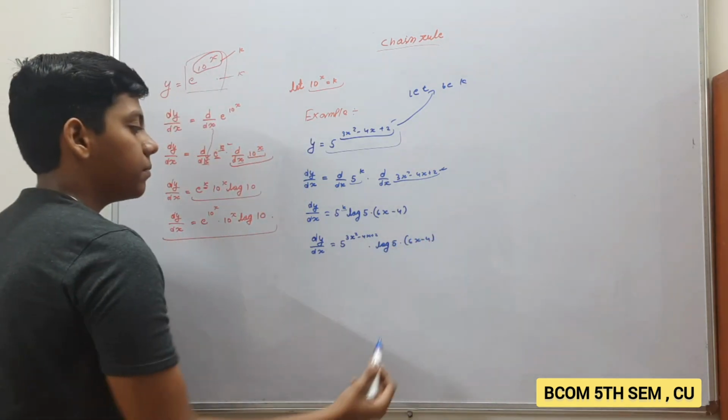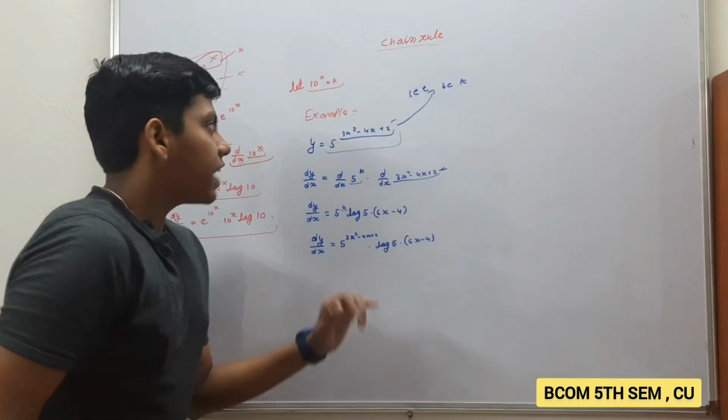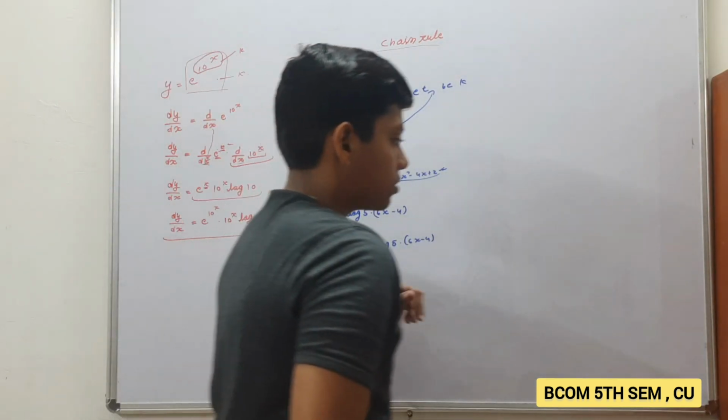You can simplify it further by taking 2x common, but I will not go that deep. So this was the first question.